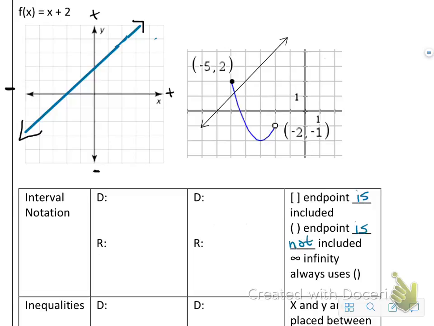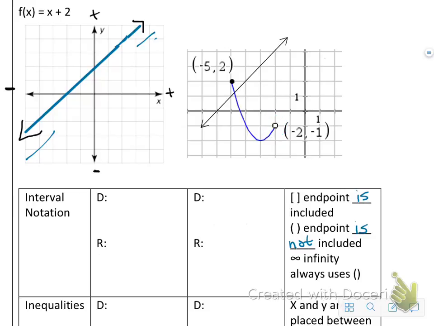So the only time it is not included is if we have an arrow going on forever and ever, like we have in this straight line, or if we have an open circle. That is the only way it is not included.